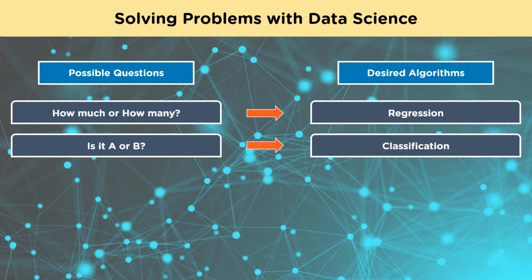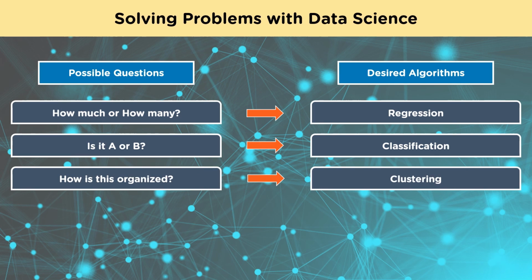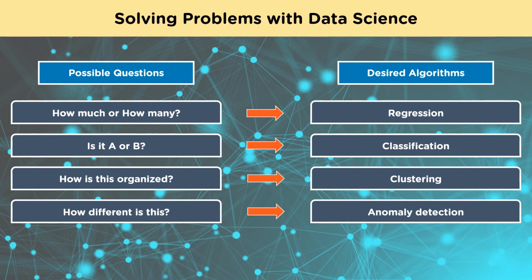Is it A or B? Classification. Is that a dog or a cat that my photo took a picture of? How is this organized? Clustering. This is where we take things that look alike and put them together so that we can then make predictions on it. How different is this? Just like you have clustering, you have the opposite, anomaly detection. How do we find things that don't fit in? Where are the outliers? What are things we might need to look at that aren't in our model?